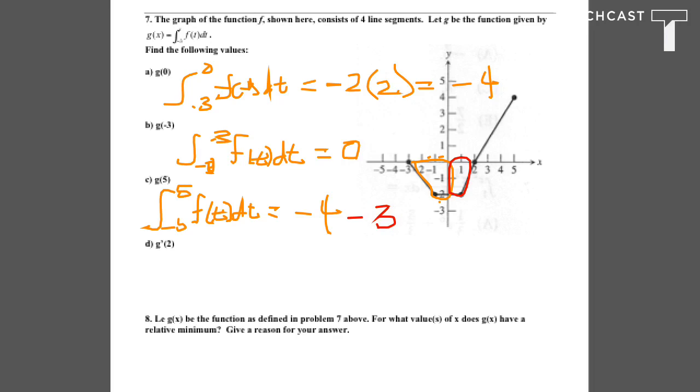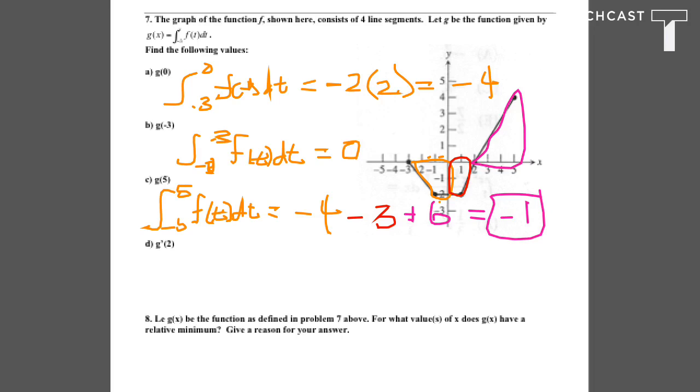And then I'm going to have to add in the area of this triangle, which covers the 2 to 5. So I'm going to add 1/2 times 1, 2, 3 across the bottom is 3. Half times 3 times the height is 4. So that's 2 times 3 is 6. So it's -7 plus 6 equals -1.